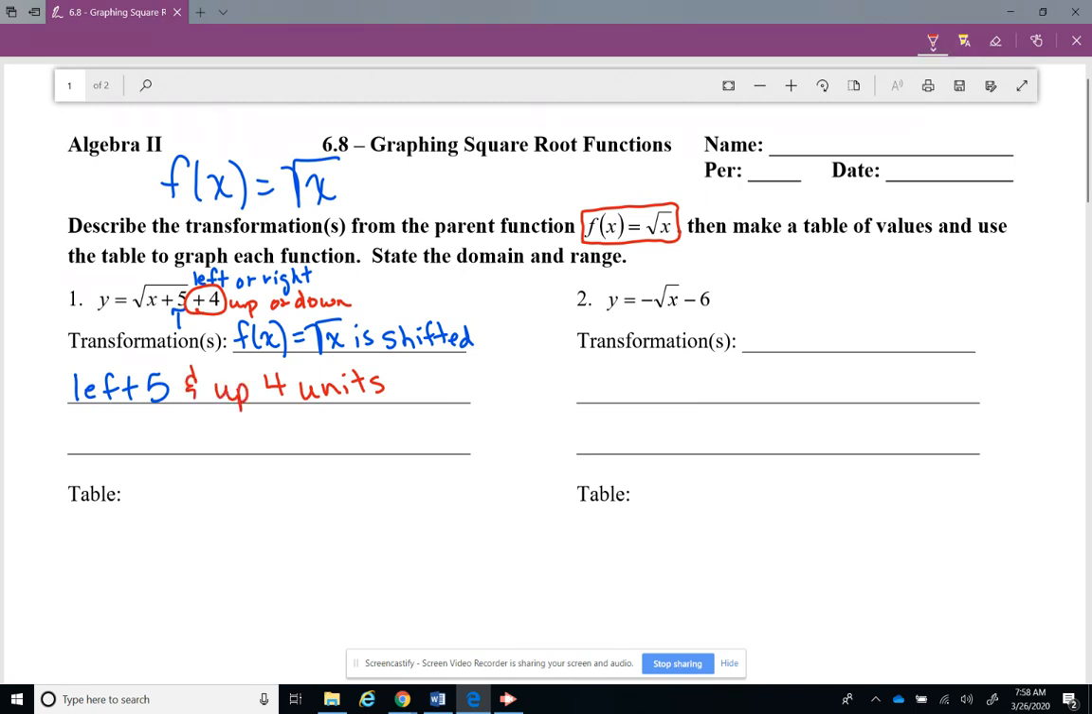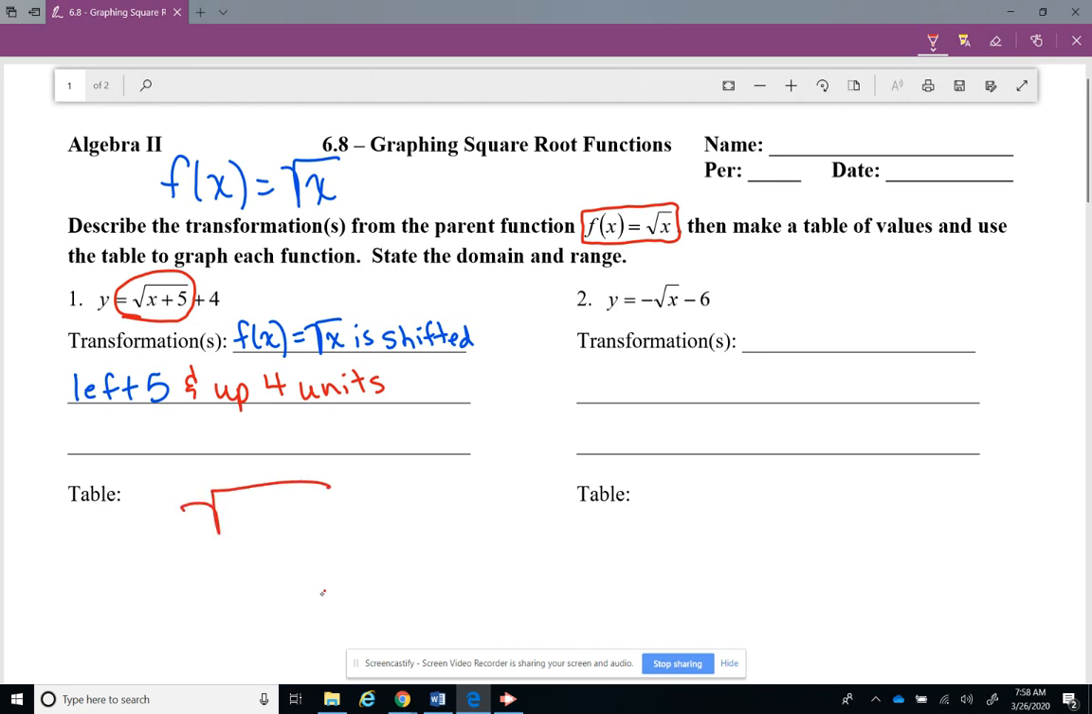And up 4 units. All right, so we described the transformation. There's nothing else we need to do in that problem to describe the transformation. I want to make sure you understand, though, why underneath the radical that ended up being left.